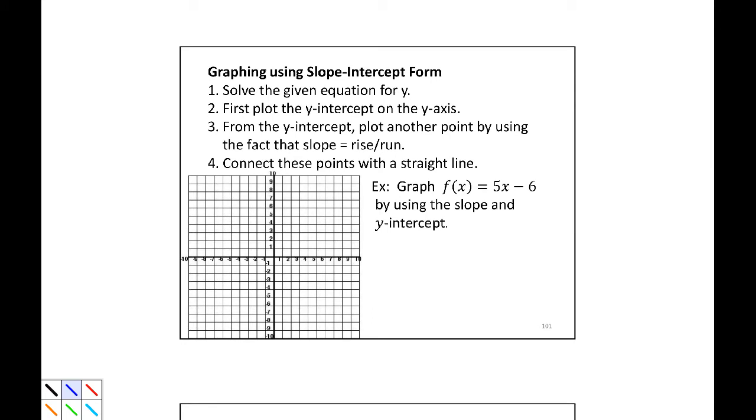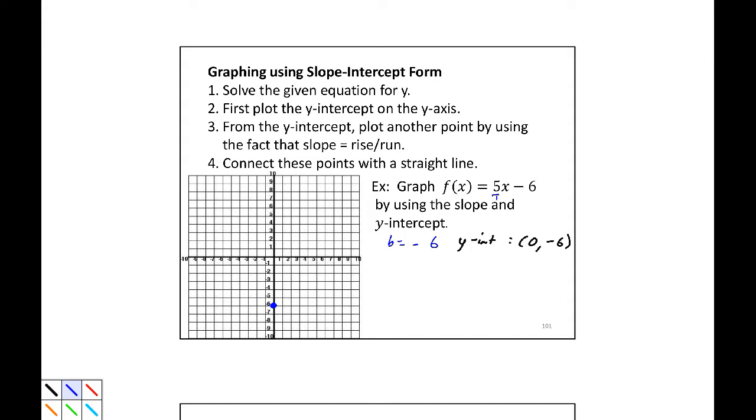So first, we will notice for this line, f of x equals 5x minus 6, that our y-intercept, or our b value, is minus 6. So our y-intercept is the point (0, minus 6). Plotting that point right here, we have that. Now my slope is 5. Well, that is 5 over 1, if you want to think of that as a fraction.